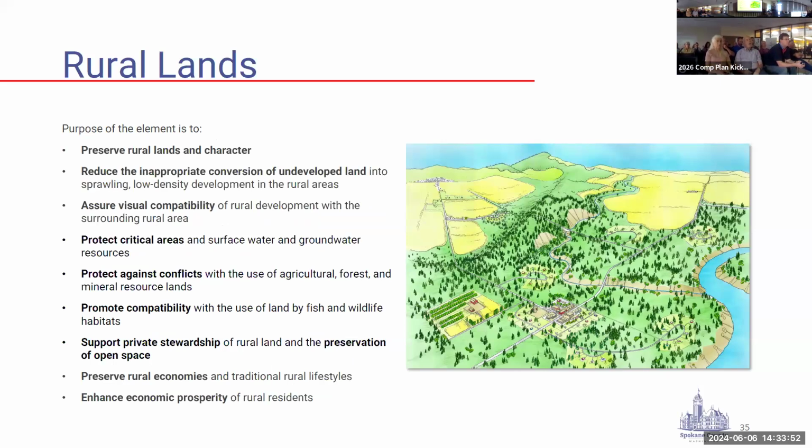And again, as I said earlier, the main purpose of the rural lands is to preserve those rural lifestyles, reduce the inappropriate conversion of sprawl, while also protecting the natural environment, but also creating rural economies and rural businesses as well.